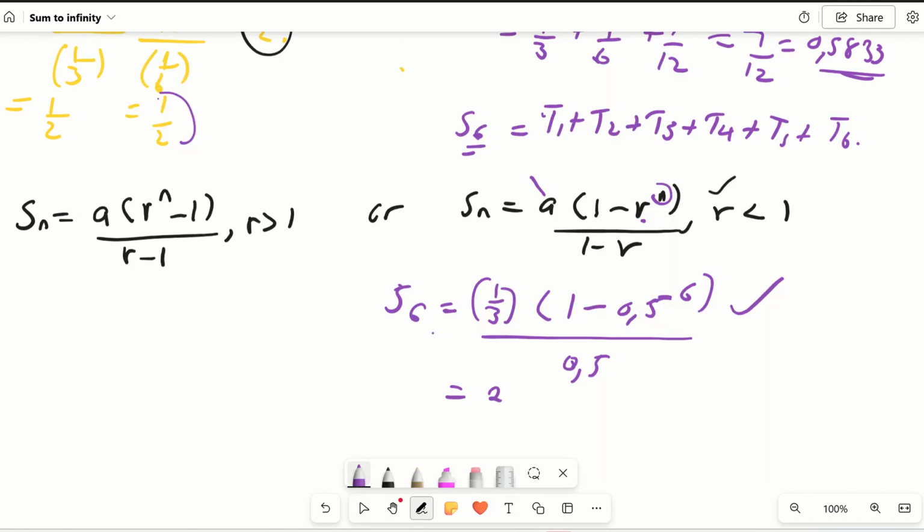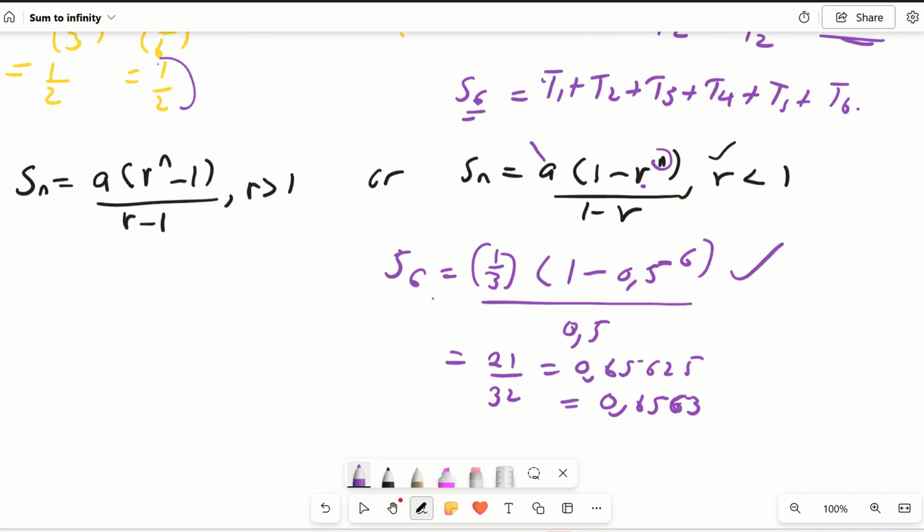So it's, yes, as a decimal it is 0.66, right? If you make it to 4 decimal places, because this is what you get on your calculator. We normally do 2, but I just want to make it 4 for the purpose of this concept, sum to infinity. This is the answer: 0.6563, to 4 decimal places.